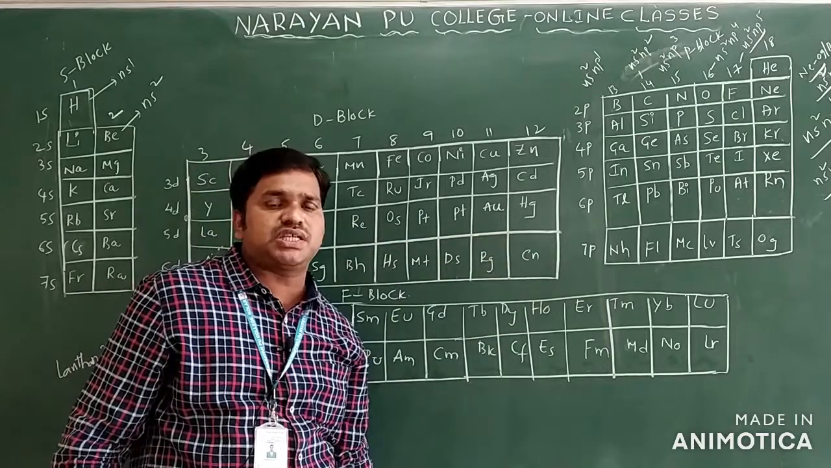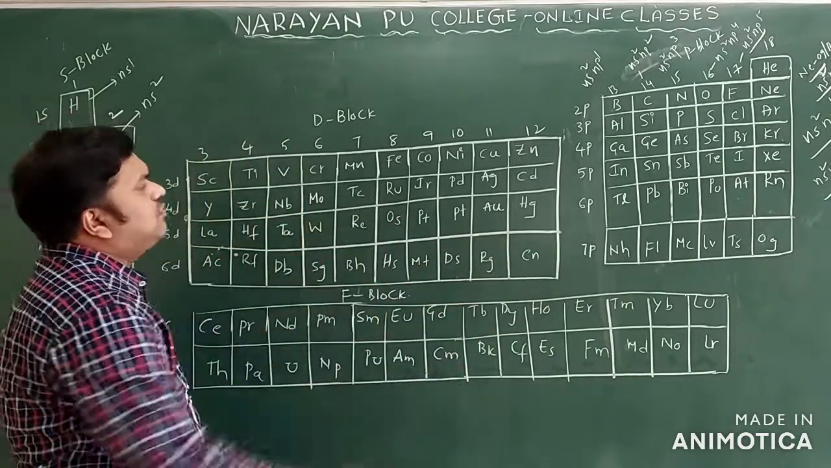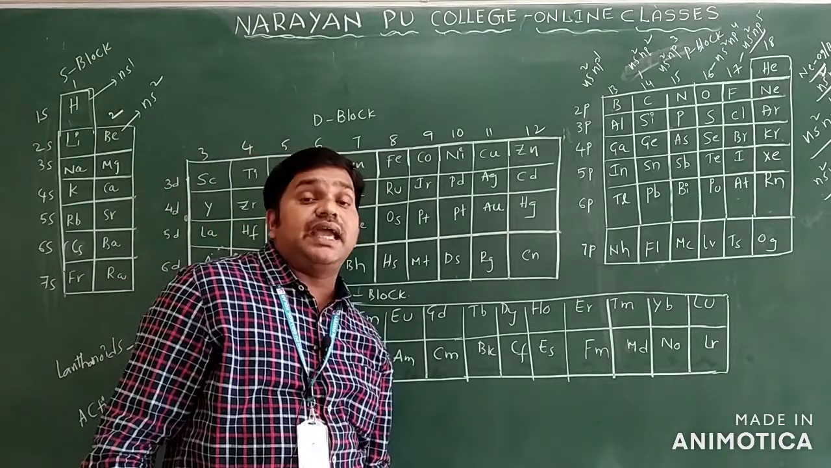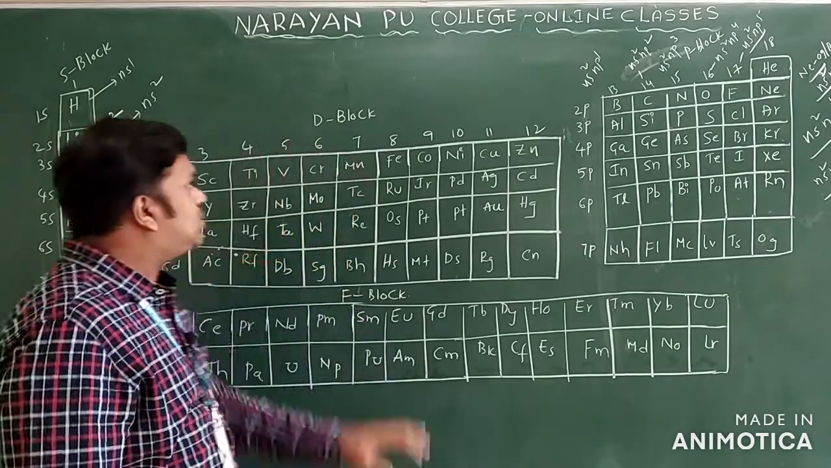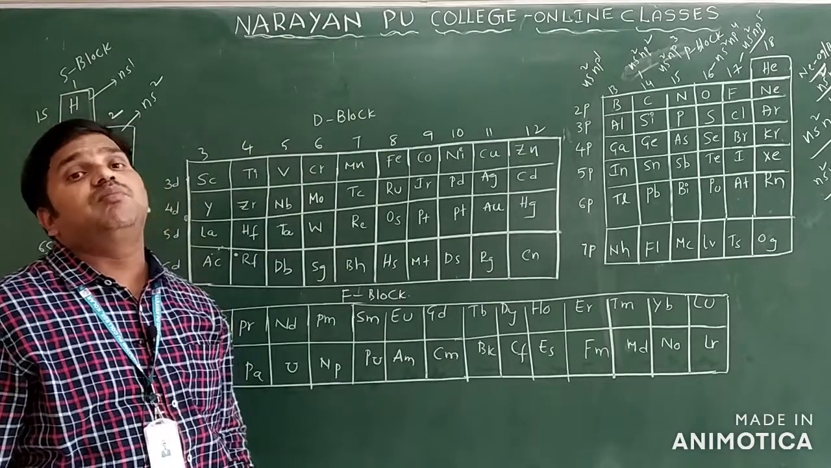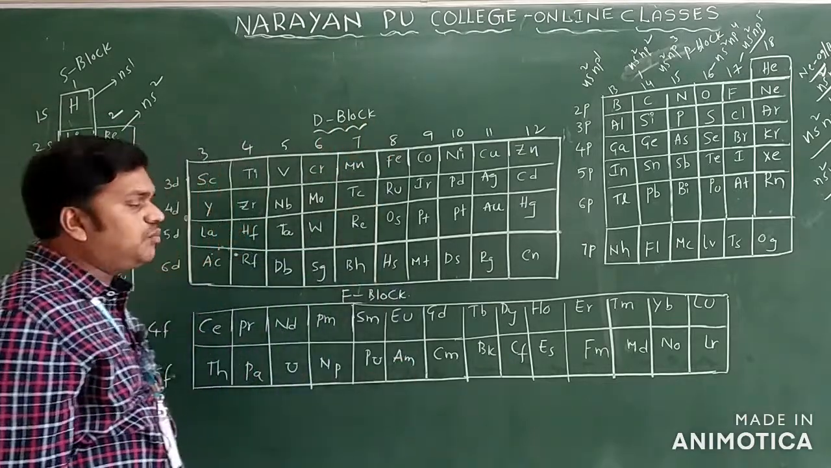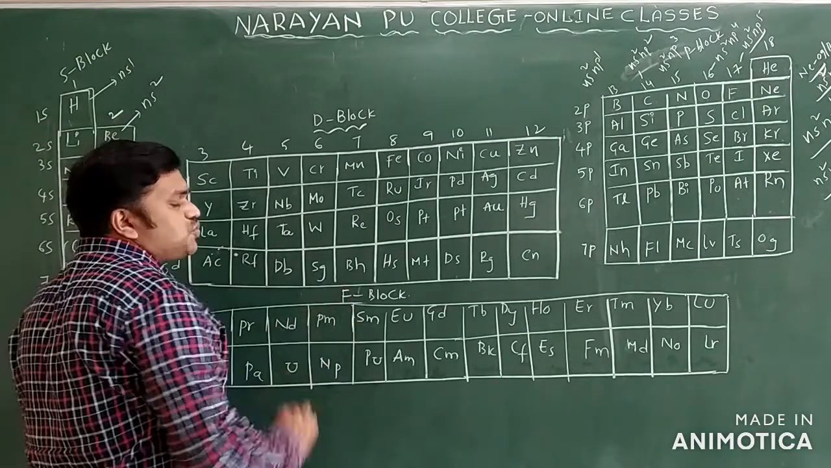So these are the elements present in what? D block elements only. In this the differentiating electron enters into which orbital? n-1 d orbital only. Those elements we are calling what? D block elements only. Now come to this one, F block elements we have.